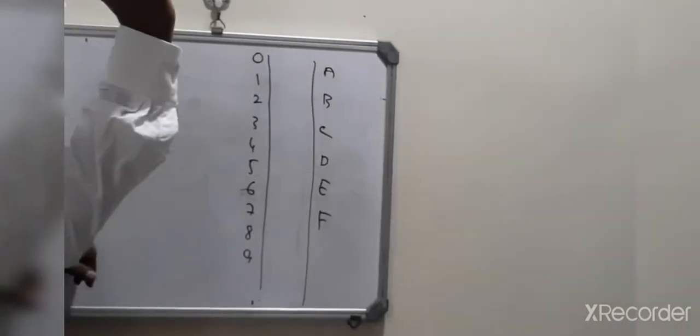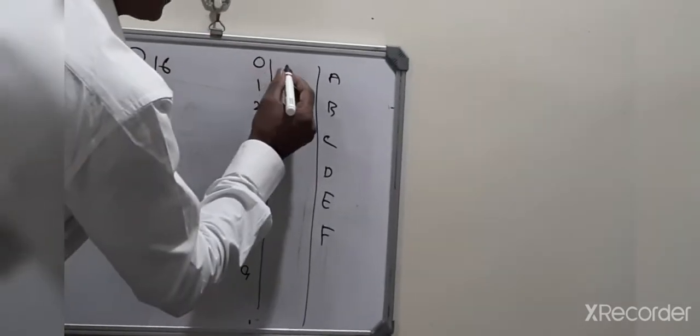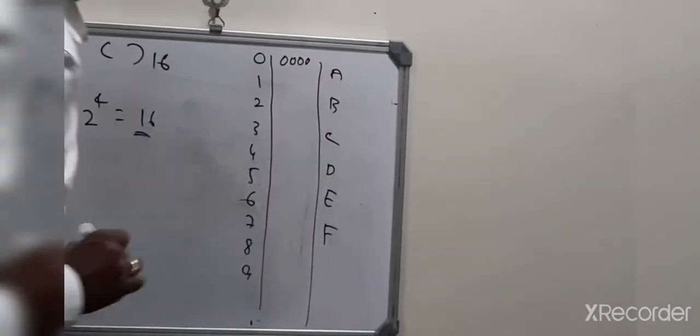Okay. So here 0 to F. So now I am going to write the combinations of groups of 4 bits for the equivalent hexadecimal numbers. I am going to start from 0 0 0 0.